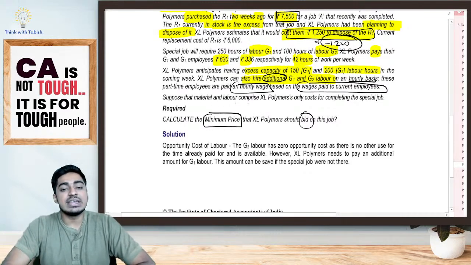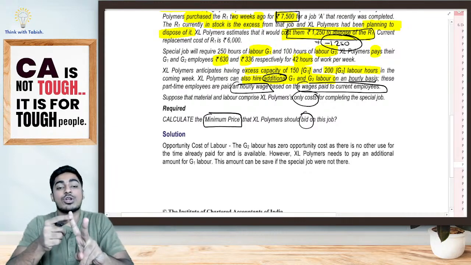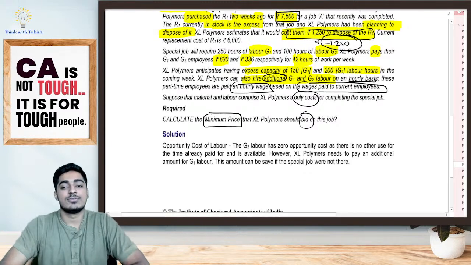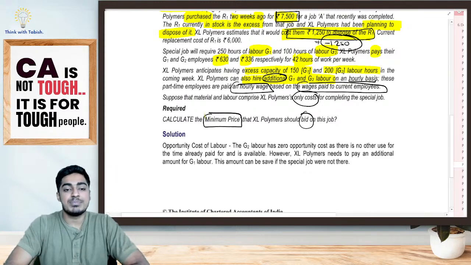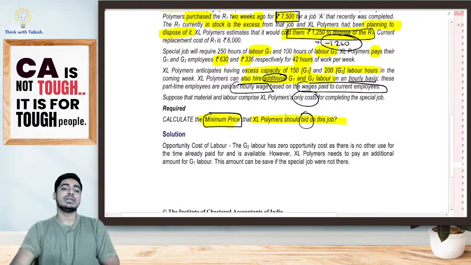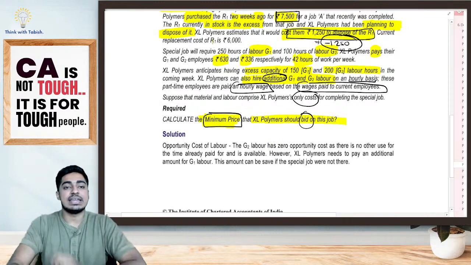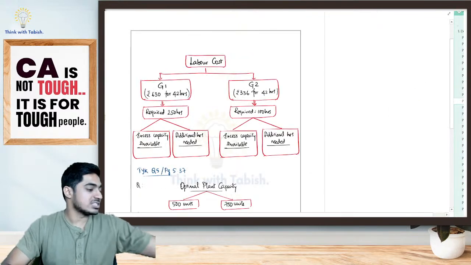Suppose that material and labor comprise Excel Polymers' only cost. So what is it telling? We only want material and labor. We want raw material R1 and grade G1 employees, grade G2 employees for completing the special job. Calculate the minimum price that Excel Polymers should bid. Now we have already calculated for raw material. Now let us calculate for labor. Look at this, students. What is the question telling with respect to labor?